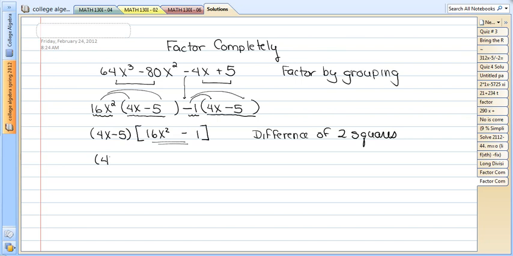We're going to bring down the 4x minus 5 that we've already factored out, and then write out two sets of parentheses. To get 16x squared, we're looking for some number times itself, and that would be 4x times 4x. To get negative 1, the signs have to be opposite, and then 1 times 1. And so that would be factored completely.